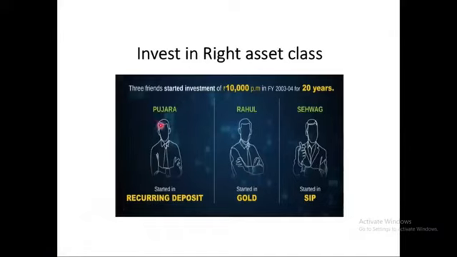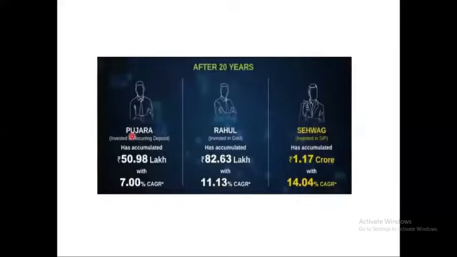I'm going to give the example of 3 friends, Pujara, Rahul and Sehwag. All of them decided to invest 10,000 rupees every month in 2003-04 and they wanted to invest for the next 20 years. Pujara decided to invest in FD. Rahul decided to invest in gold. Sehwag decided to invest in mutual funds via SIP mode. After 20 years, Pujara has accumulated a wealth of 50 lakh rupees. Rahul has accumulated a wealth of 82 lakh with 11% return. Sehwag has accumulated a wealth of 1 crore 17 lakh rupees with 14% return.